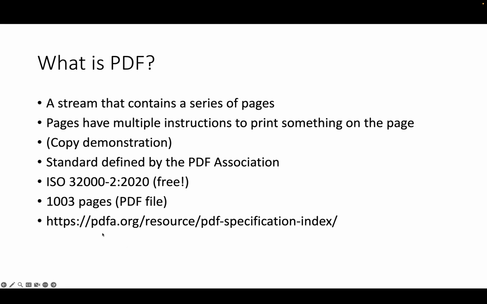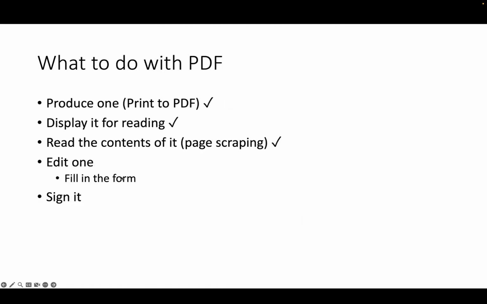So what can you do with a PDF? You can print to a PDF. You can produce a PDF. You can display the PDF for reading, or you can page scrape the contents of the PDF and get the text out of it to do something with the text in your program, or humans can do it. Or you can edit a PDF file.